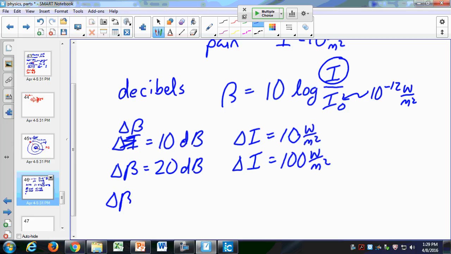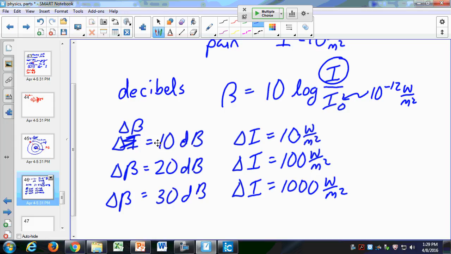And if I have a change in sound level of 30 decibels, then my change in intensity is going to be what? 1,000 watts per square meter. And it continues on in that way, that as I have a change in my sound level, which is measured in decibels, it corresponds to a change in intensity that is logarithmic in this way. Let's practice a couple of questions that are related to this. Yeah, I brought some.